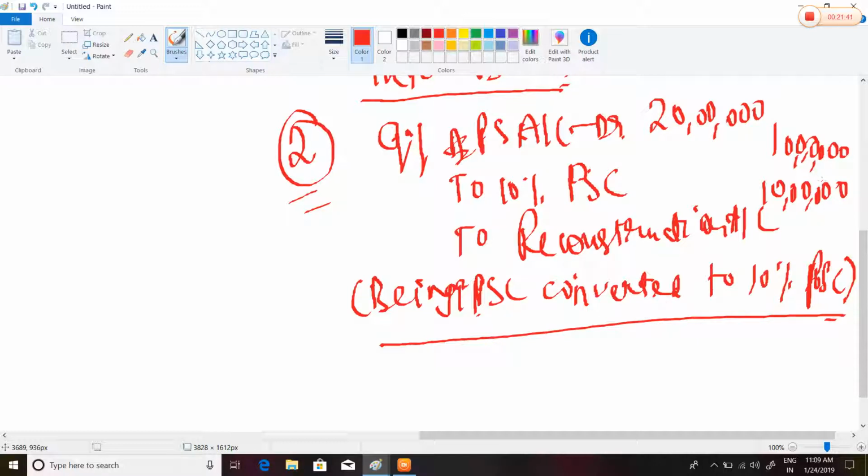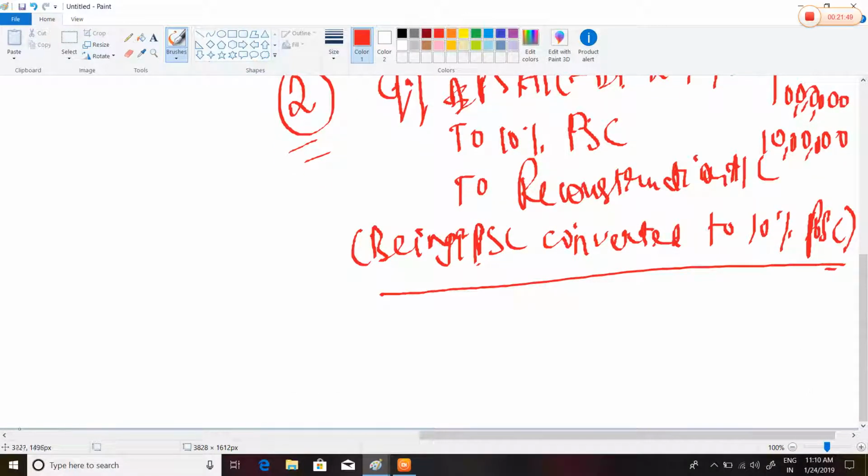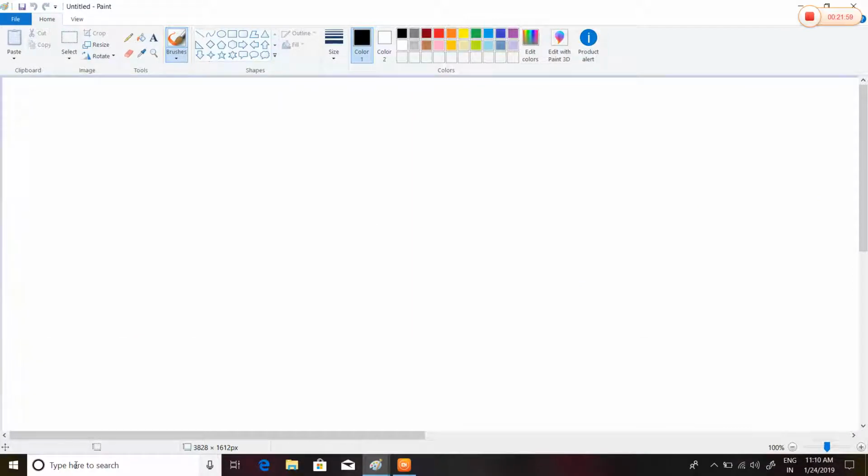Mr. A, third entry now. Mr. A is to cancel his debt of rupees 6 lakhs, including interest on debentures, and to pay rupees 1 lakh to the company and to receive new 12% debentures for the balance amount.